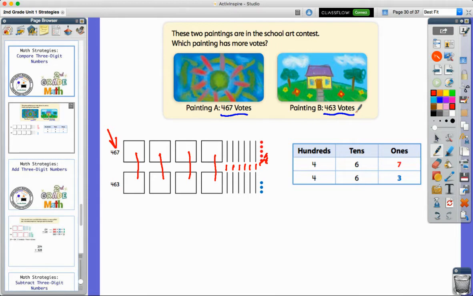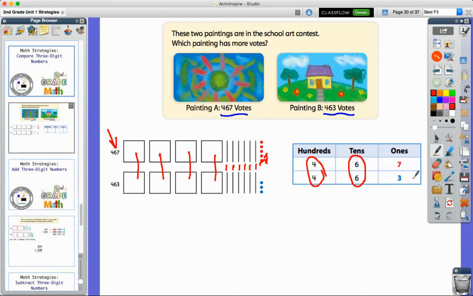Now that's looking at it through our model, but we can look at it the same way through our place value chart. Again, we wrote down the digits in each place. So there are 4 hundreds in both numbers, 6 tens in both numbers. So again, they are the same. So when they're the same, we can't use those to help us determine which one is bigger because they're exactly the same. But in the ones place, I see right here, again, that 467 has more ones than 463.